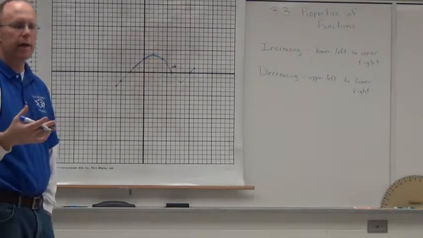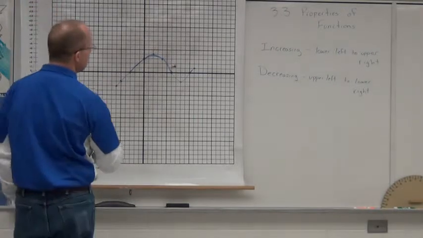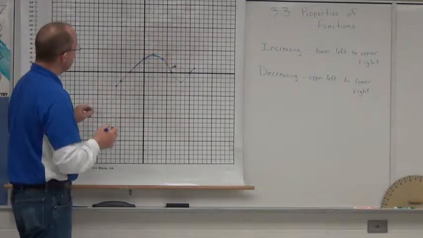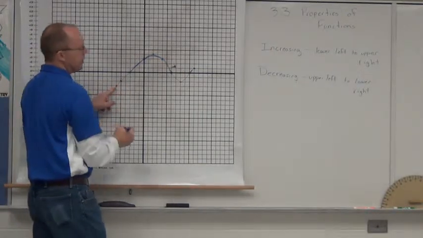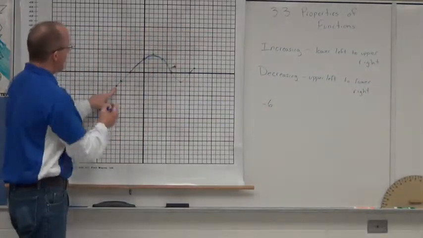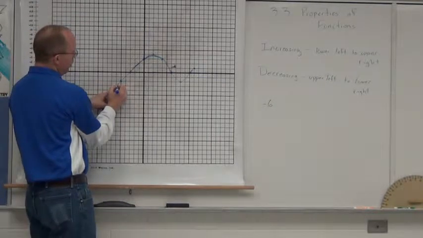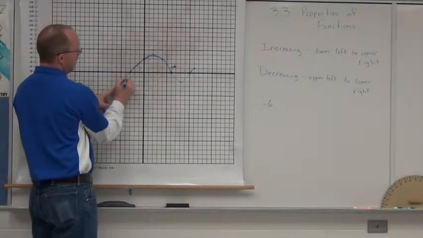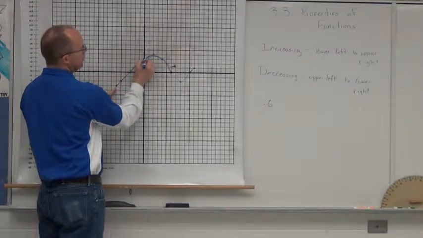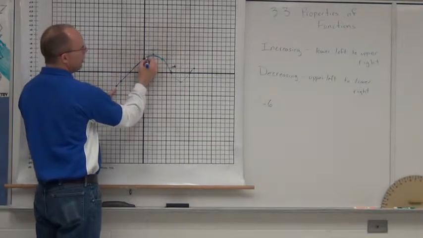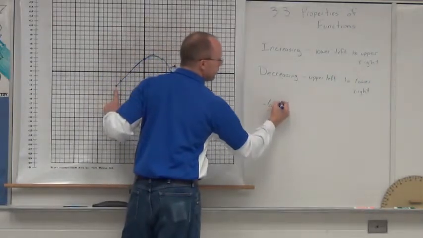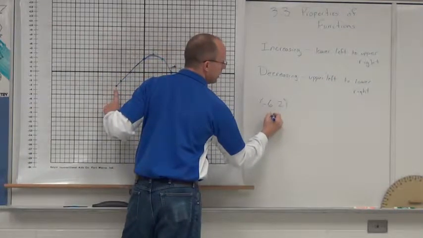And again, when we're talking about intervals, we always start on the left side, least number, and work our way to the right. So we're going to start at -6. As we look at this, we're going from lower left up to the right. Increasing. And we're increasing until where? Until we get to our x value of 2. So from -6 to 2, we're increasing.